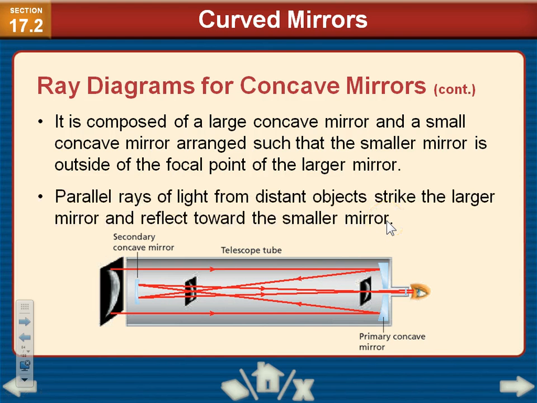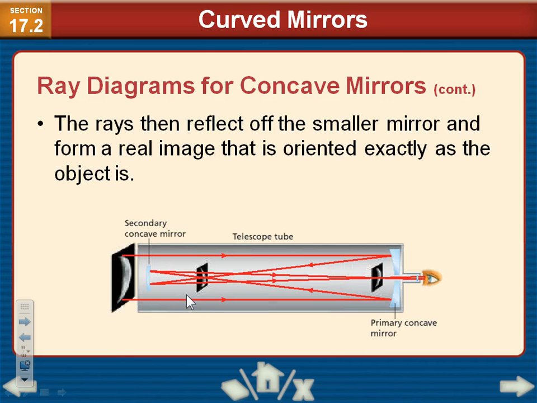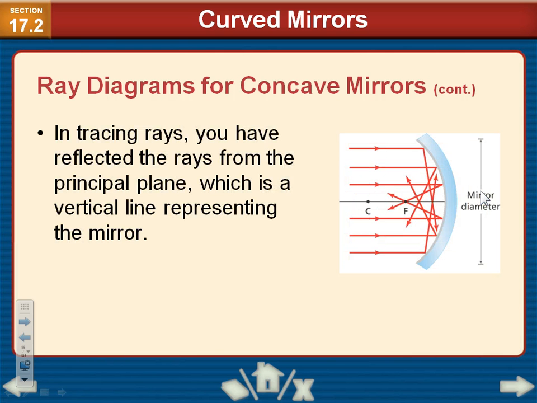Parallel rays from a distant object strike the mirror and are reflected back towards the smaller mirror. The rays are then reflected off the smaller mirror, coming back in the other direction, and it forms a real image that is oriented like the object.